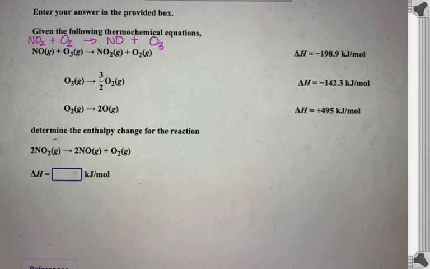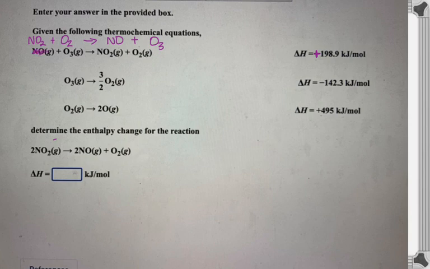Do you see I flipped the entire equation? You can't just move the NO2 over. You have to flip the whole equation. It still has to stay a balanced equation. Why did I flip it? Because when I added them together, I wanted the NO2 on the left side, on the reactant side. Now, when you flip an equation around, what does that do to the delta H? It changes the sign. So it's no longer negative, it's positive.